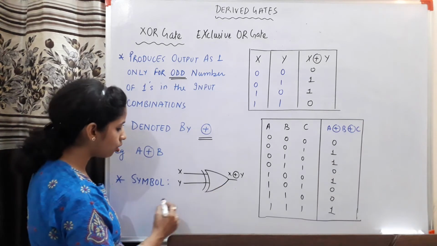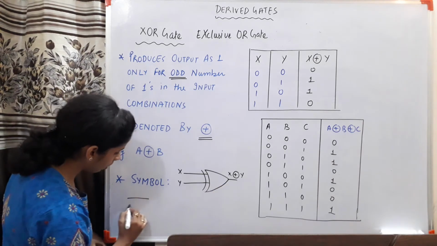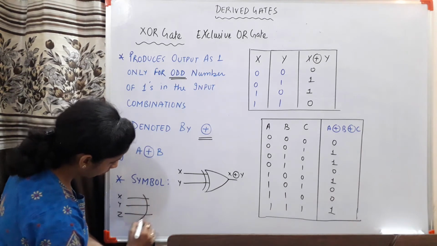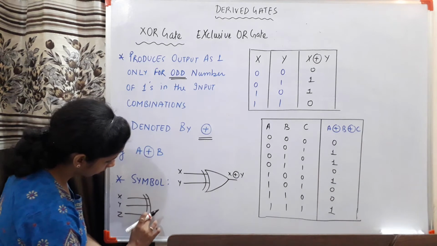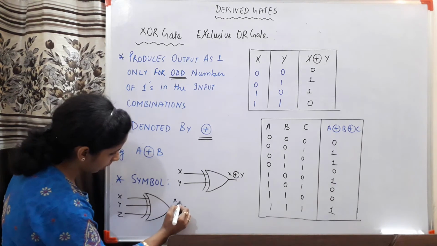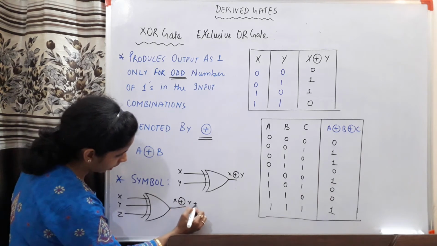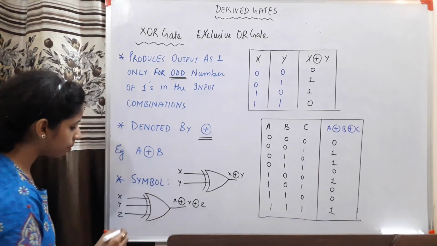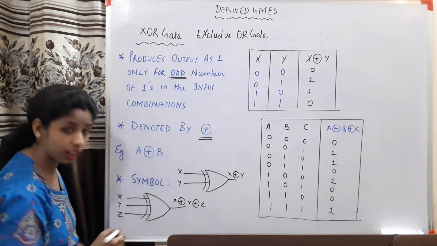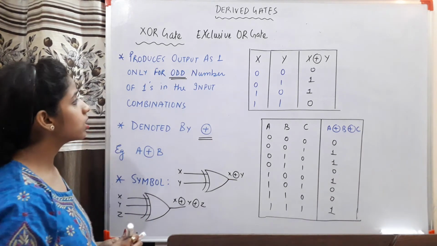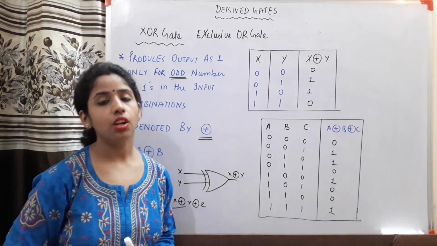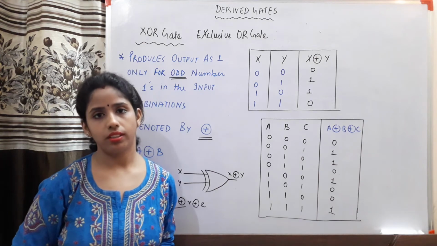So if you want to make it for 3 variables, then you will have 3 wires x, y and z, and you will have one arc, and then you will have a second arc, and in the second arc you will have the OR gate. So it will be x XOR y XOR z. And remember that these wires should not reach up to the first arc, they should reach up to the second arc. Clear? So this is the operation of the XOR gate. Now next we will discuss the XNOR gate.